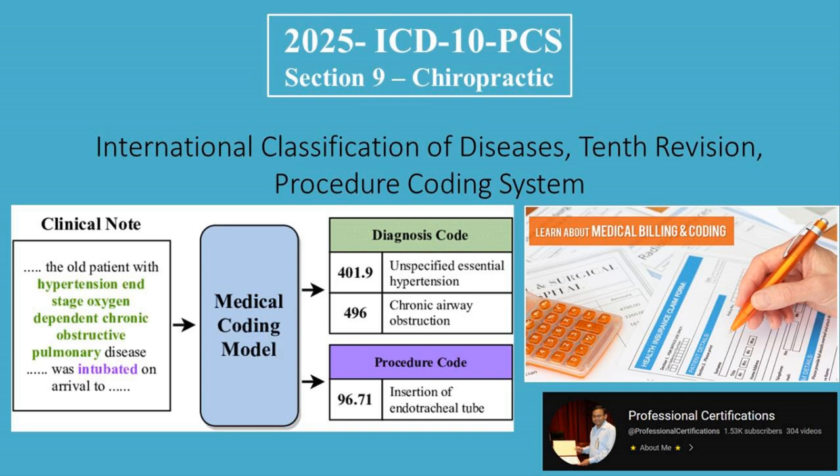In this episode, we're focusing on Section 9, Chiropractic. This section is specifically used to code spinal and joint manipulations performed by licensed chiropractors. If you're coding chiropractic adjustments in inpatient settings, this is the section you need. Let's break it down simply.